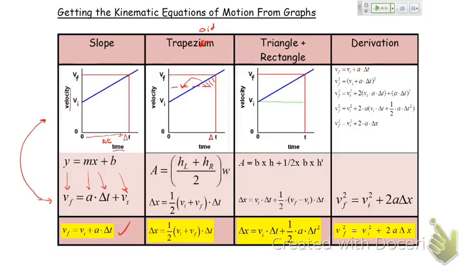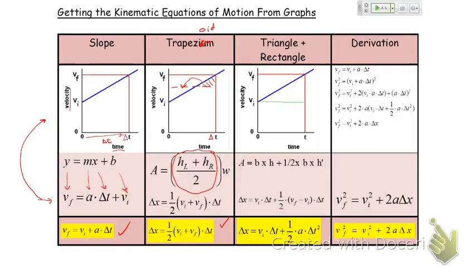Again, I'm going to change this every time. That's going to be delta t. So it's the left-hand height plus the right-hand height over 2, times the width. This is the average height times the width. Now in terms of what's in our graph, it's a half (VI plus VF) times t. So I got my second equation.